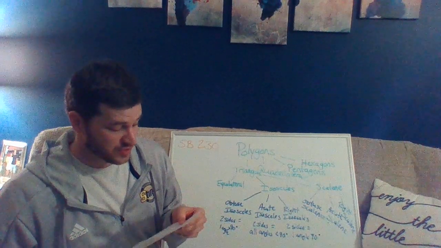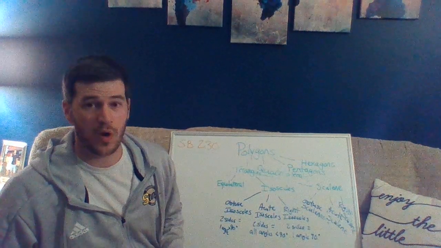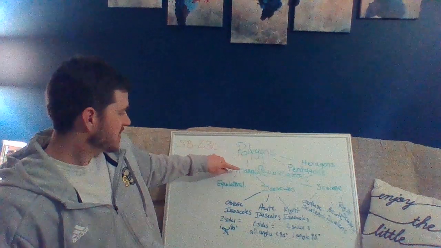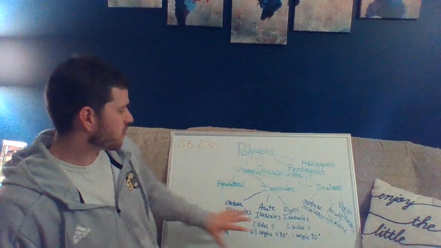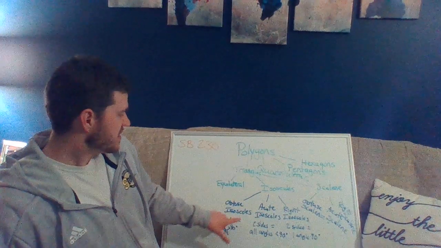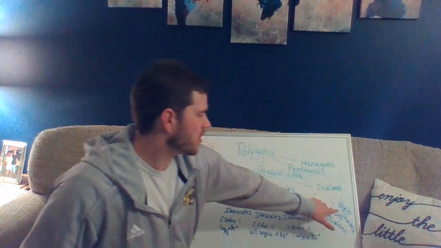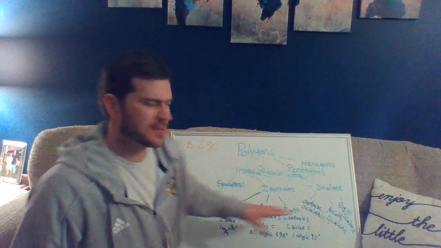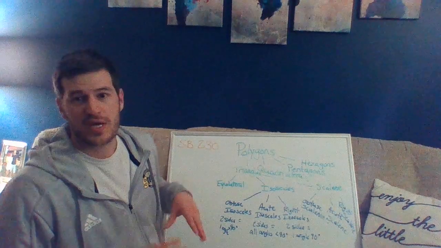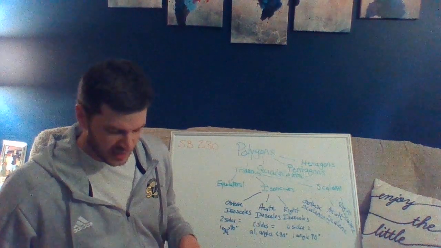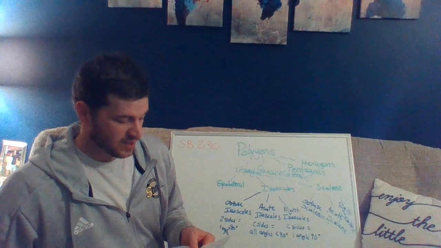All right? Next clue says, I have 1 right angle. So I'm looking at my right triangles. So it's either going to be a right isosceles triangle or a right scalene triangle. Because remember, equilateral triangles can't have a right angle in them. All right. Then let's take a look.